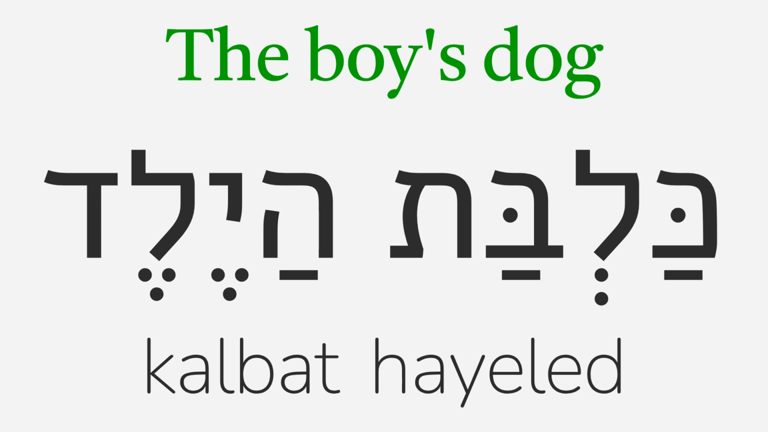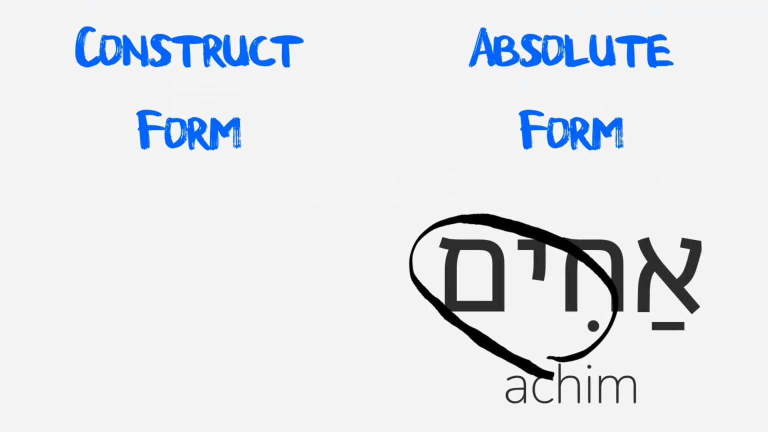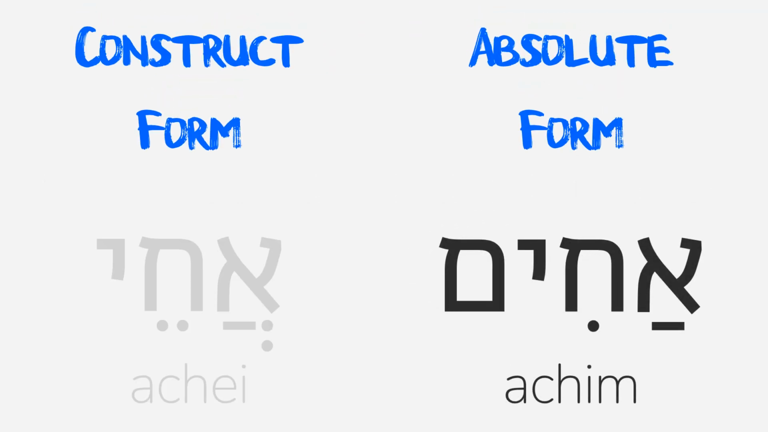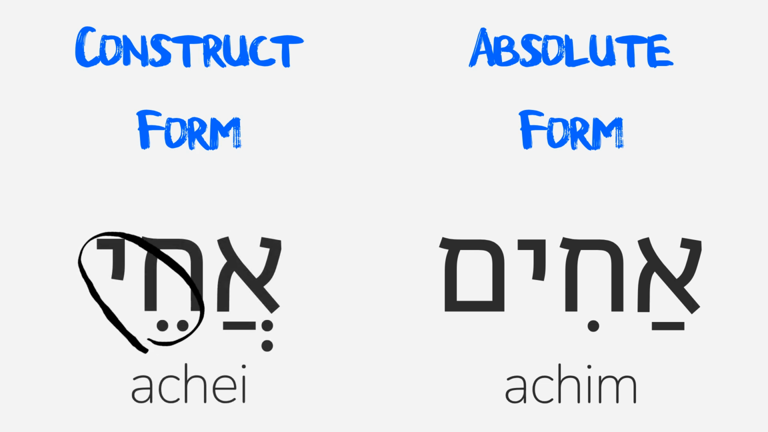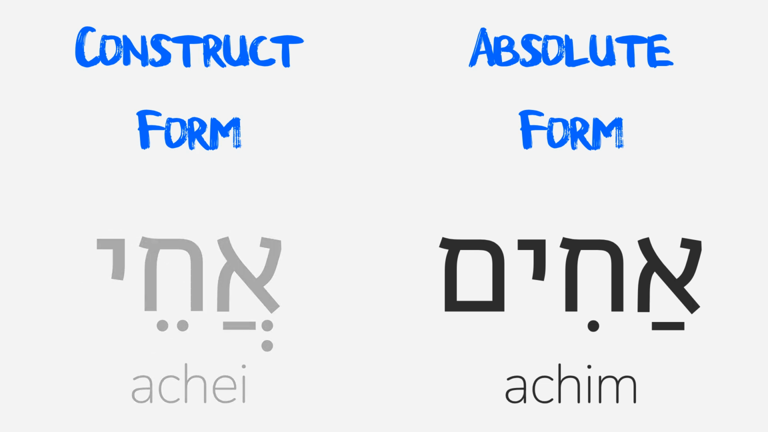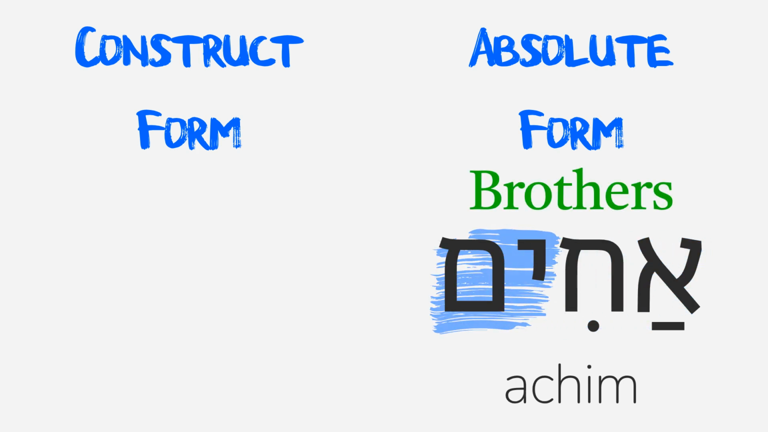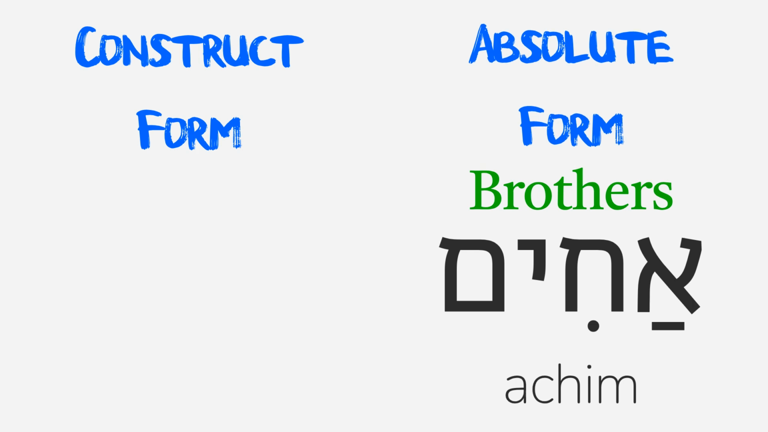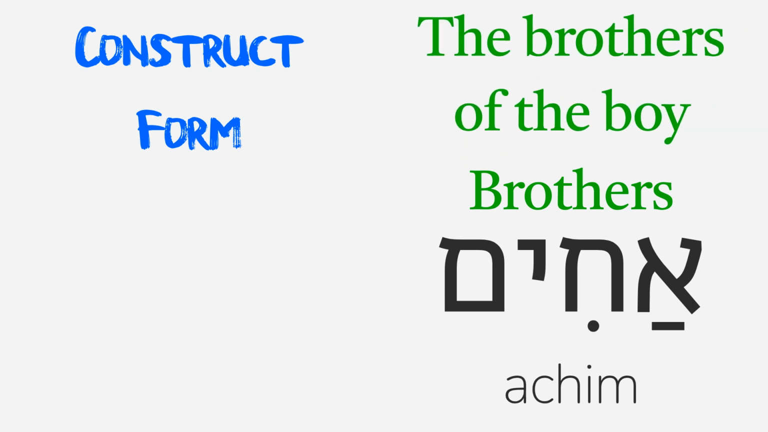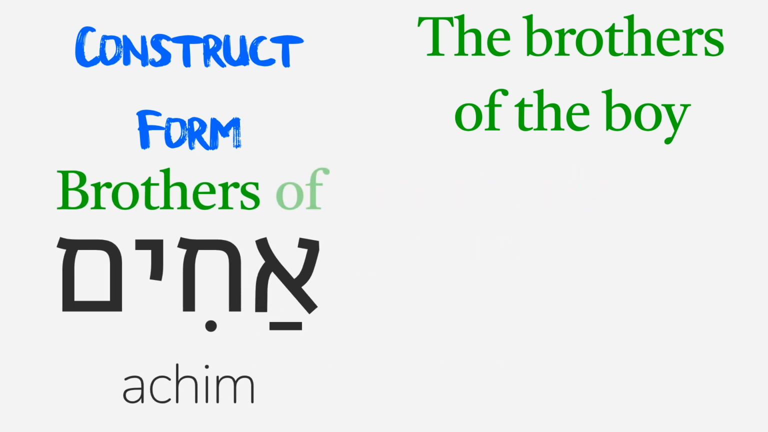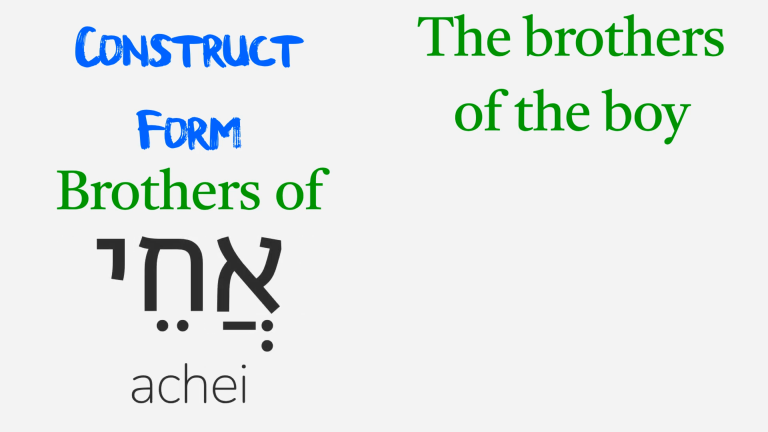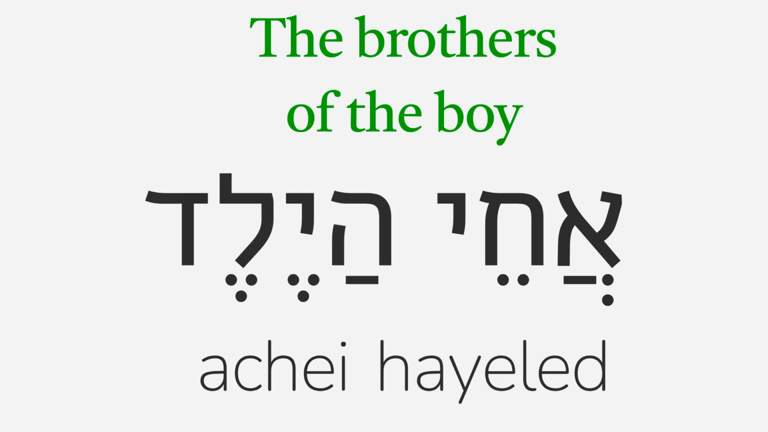Kalbat ha-yeled. If a noun ends with chirik yud mem, im, that will change to a tzere yud, ei, when we put the noun into construct form. Let's take the word for brothers, which is ach, brother, with a masculine plural im ending, achim, brothers. To say the brothers of the boy, we can take achim, brothers, and put it into construct form to show that they are of the boy. To do that, we change the im into ei, achei ha-yeled, brothers of the boy. Achei ha-yeled, the brothers of the boy.